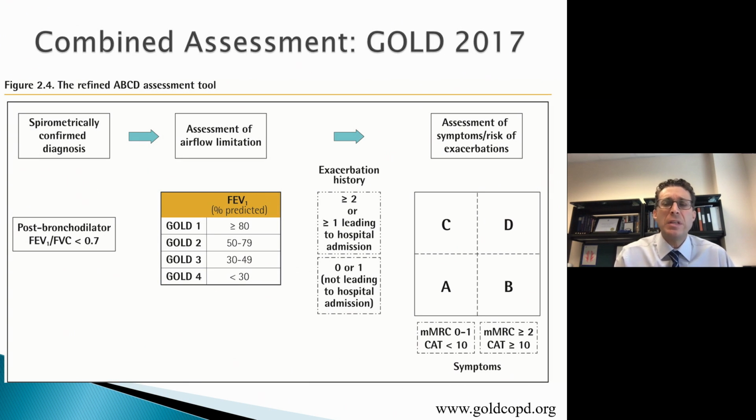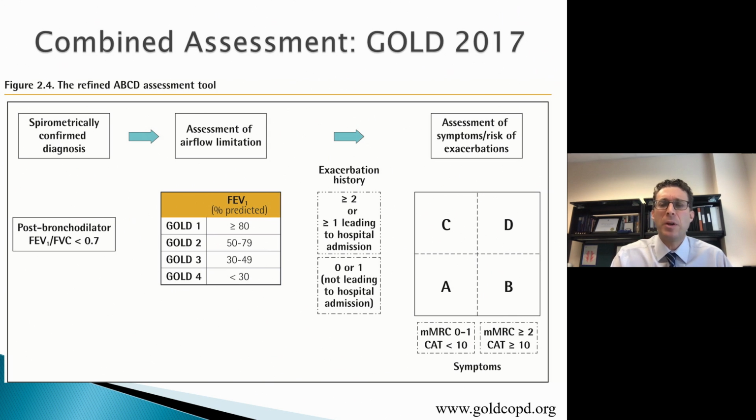So in 2017, the GOLD updated their guidelines to combine all these different assessment measures that we've discussed so far. First is confirming the diagnosis of COPD with spirometry using the FEV1 to FVC ratio of 0.7 that I mentioned. Then grading the severity of airflow limitation based on these categories, 1, 2, 3, and 4, based on these FEV1 cutoffs.